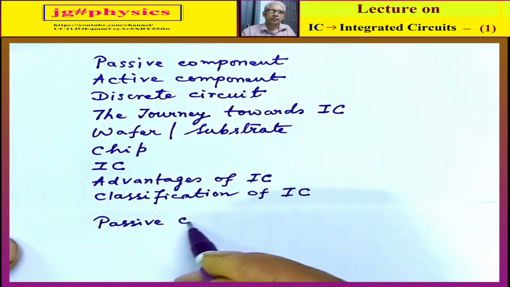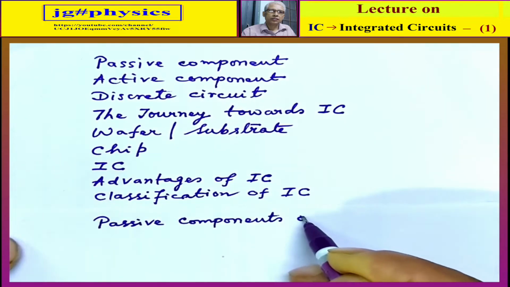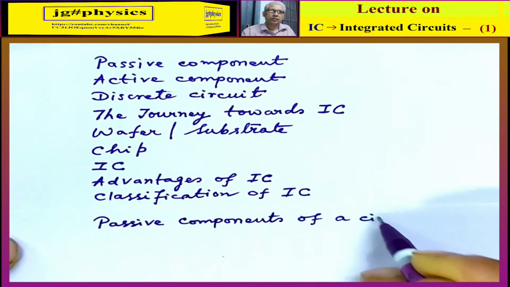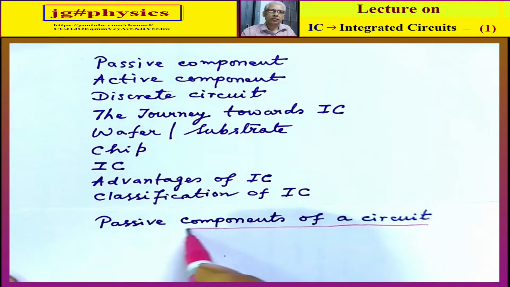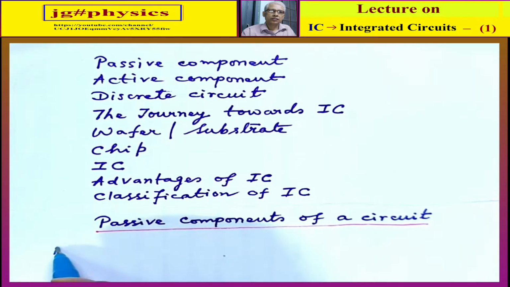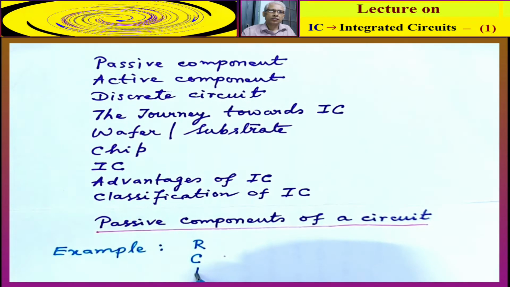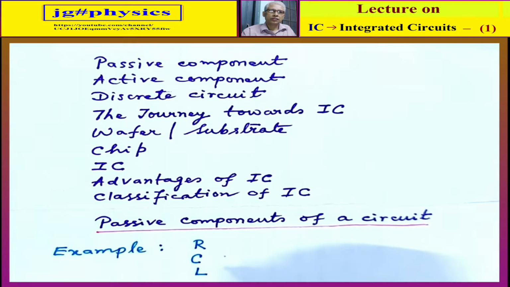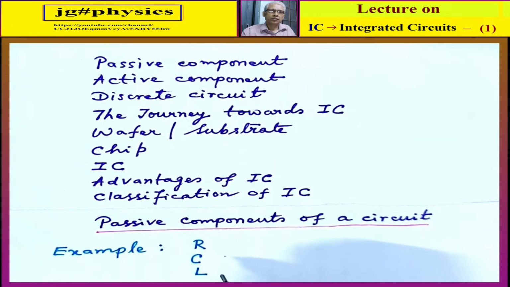passive component of a circuit. It will be easy if we start with examples of passive components. For instance, R for resistance, C for capacitance, L for inductor or inductance, which are all passive components of a circuit.